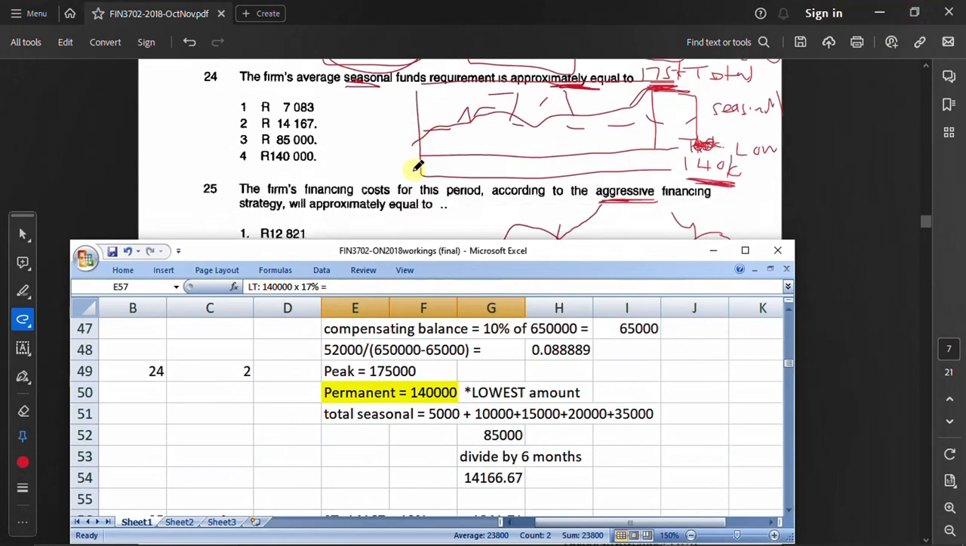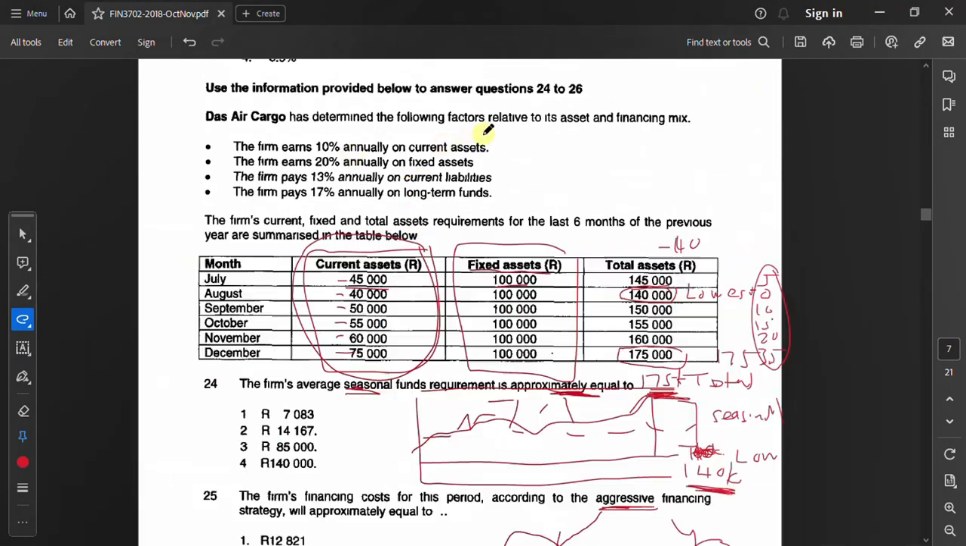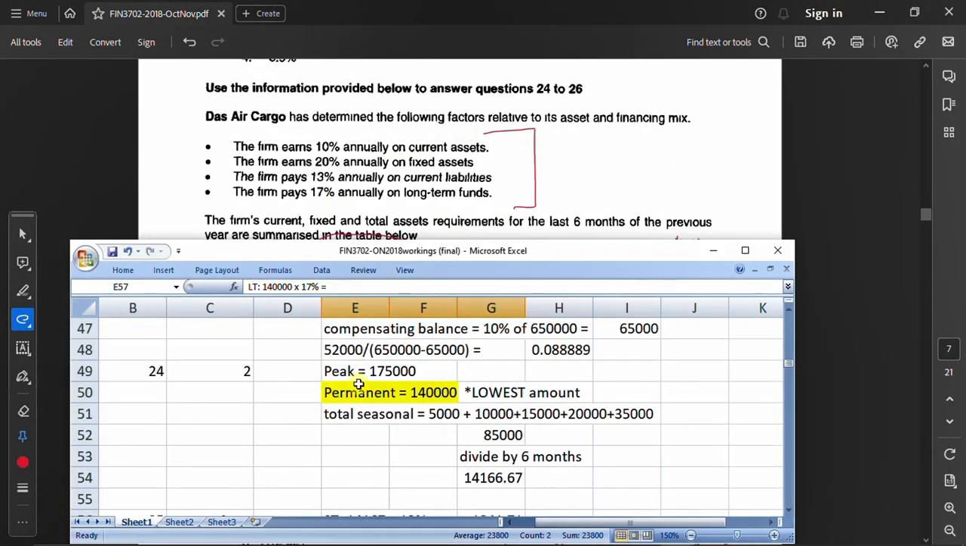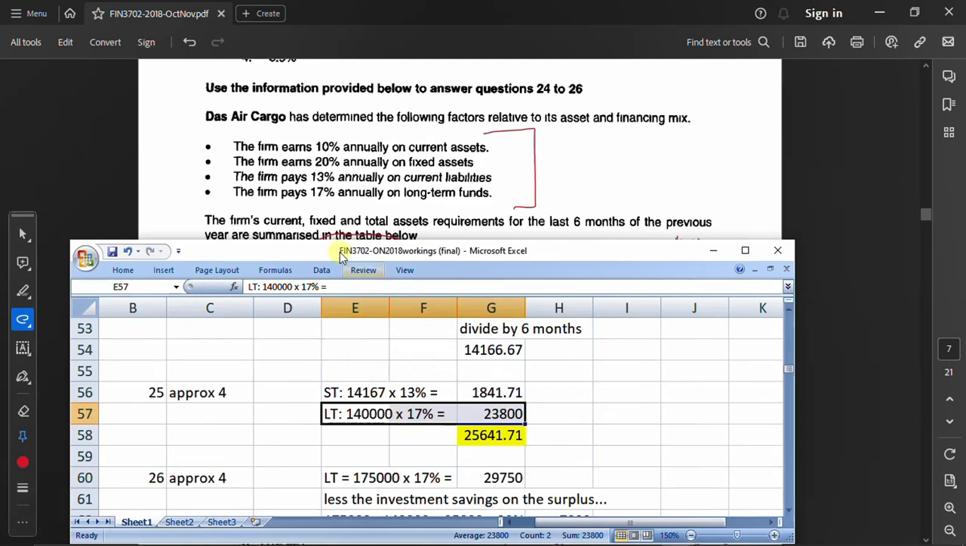Okay, maybe the next question, 25. So when you're looking at the funding, aggressive means I'm going to have long term and I'm going to have short term. Remember that. Conservative means I'm only going to have long term, and the long term is going to finance everything, in other words, the full amount. When it's aggressive, the short term finances the seasonal and the long term finances the permanent.